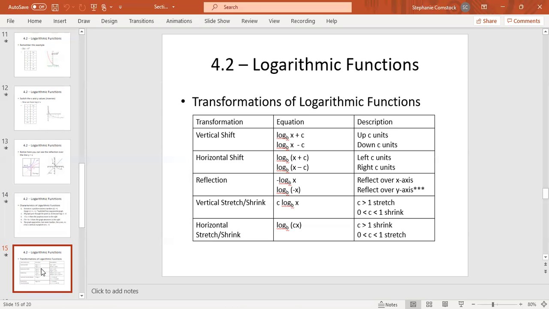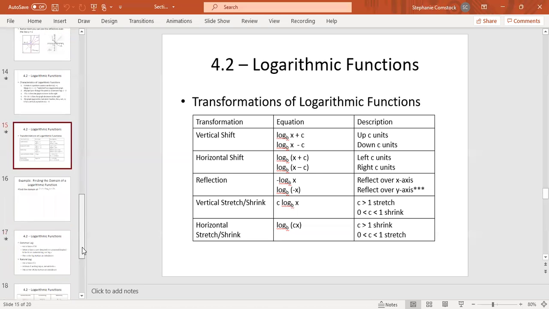Vertical stretches and shrinks will still be done in the front. Things bigger than 1, stretch them. Things between 0 and 1, shrink them. Horizontally is going to be done again inside the x, and it will again be the opposite of what you think it's supposed to be.